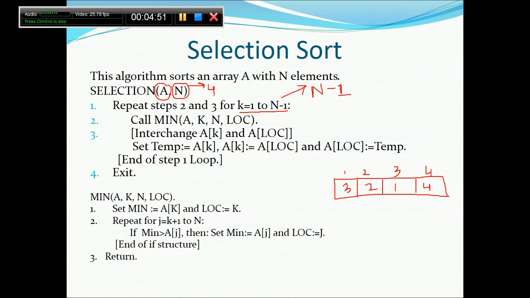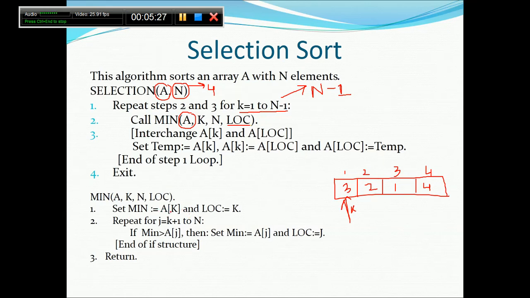Now it will call minimum. Here A would be the array, and k is currently pointing to the current index. For that index we are finding the minimum. So for k equal to 1, k would be pointing here. n is the number of elements, and location just holds the index of the minimum number found in the rest of the array. It will call the minimum.